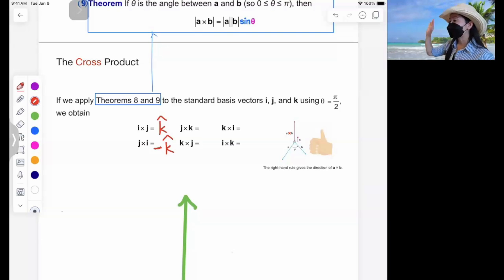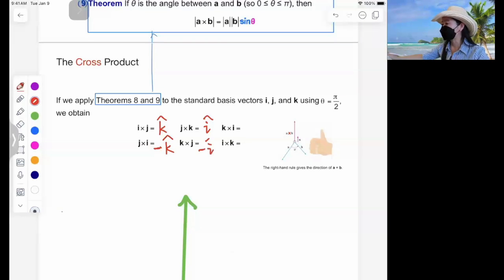Okay, what about J cross K? I. Wow, you guys are good. Okay, I. Remember, you get to switch them. You can switch them, so it is K cross J, but then you put a minus sign in front, right? So it is what? Negative I.